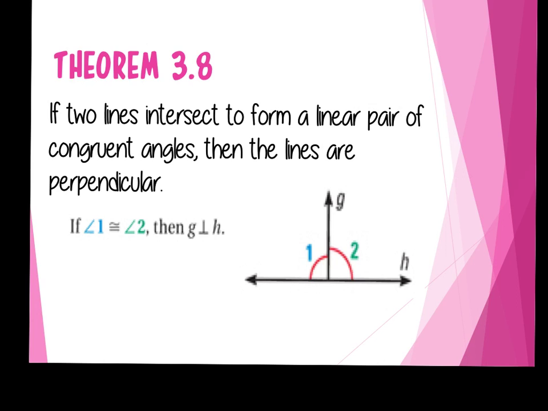They add up to 180. And so if they're congruent, what's that mean? They have to both be 90. And if they're 90, then what's true? The lines are perpendicular, right? So all that stuff should make sense, okay?